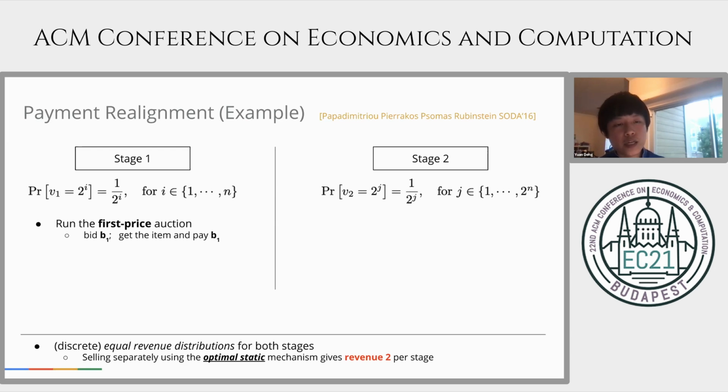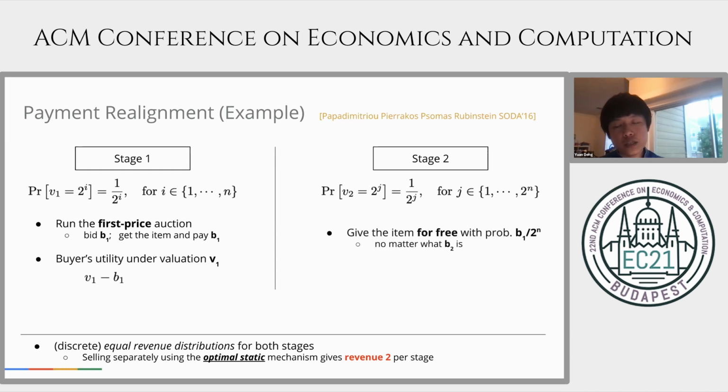Next, I will show you a dynamic mechanism that can achieve much more revenue than 2 per stage. In the first stage, we will run a first price auction. So basically, after receiving the buyer's bid B1, we will allocate the item and charge the buyer's bid. As a result, if the buyer's true valuation is B1, then her utility in the first stage will be B1 minus B1. In the second stage, the allocation will be independent of the buyer's bid in stage 2. And what we are doing is that we will give the item for free with probability B1 divided by 2^n.